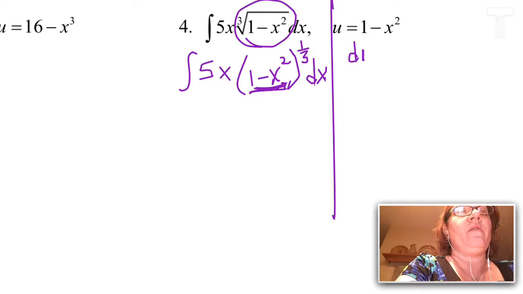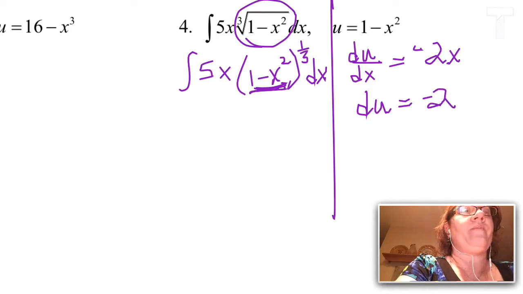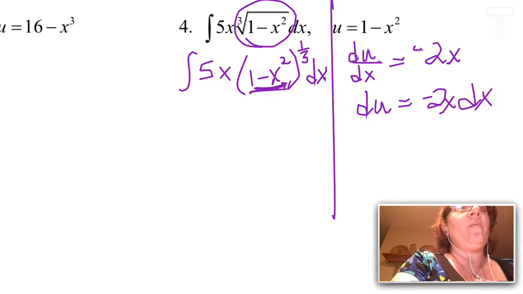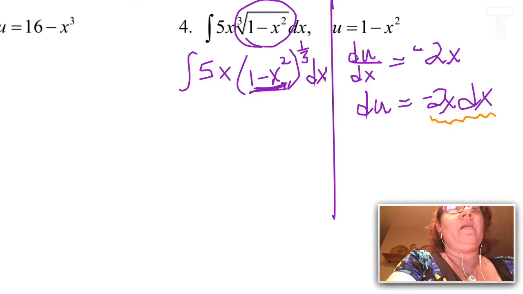And now if I take the derivative, again with respect to x, I'll get negative 2x, and then getting du by itself gives me negative 2x dx. And so then I go back over and I say, I hope I can find this stuff. And I say, oh man, it's a 5. I don't want a 5. I want a negative 2.